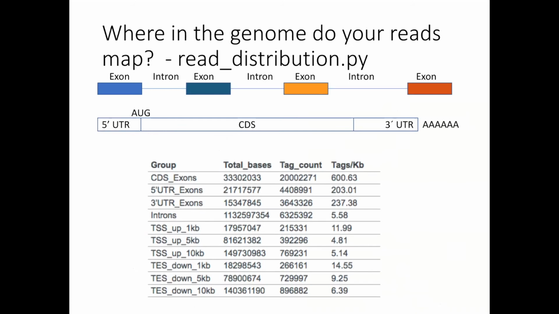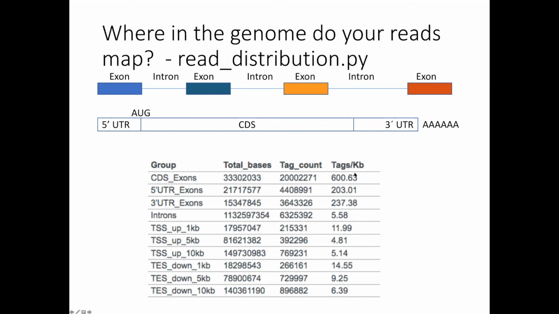So where are the reads mapping? If you've done poly-A, you hope that most of them end up in the exons of your transcripts. That you can do by using this read distribution. And then you will get information about how many ended up in the exons, how many ended up in the 5' UTR and the 3' UTR, in the introns, and also before the transcription starts, right? So just upstream of the gene or downstream of the gene.